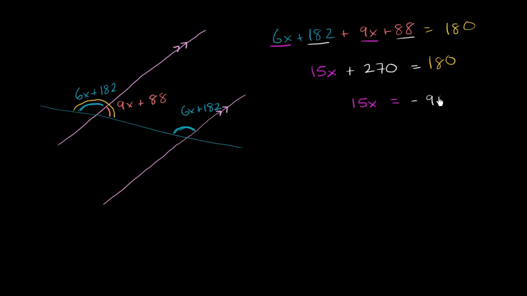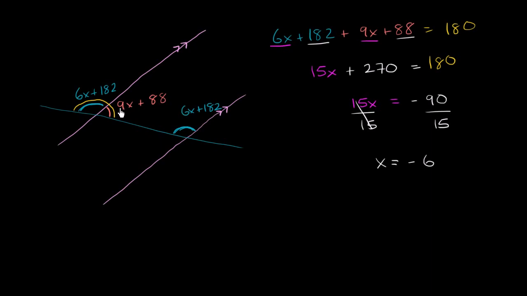And now we can divide both sides by 15. And we get x is equal to, what is this? Let's see, 6 times 15 is 60 plus 30 is 90. So x is going to be equal to negative 6. So far we've made a lot of progress. We figured out what x is equal to, x is equal to negative 6, but we still haven't figured out what these angles are equal to.